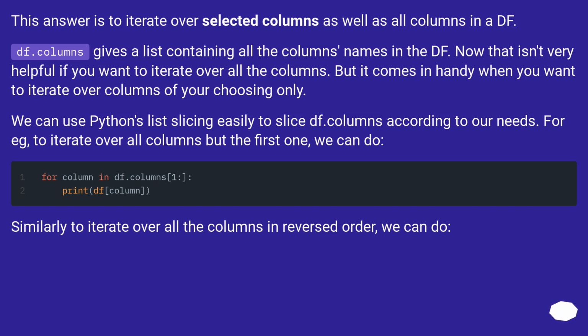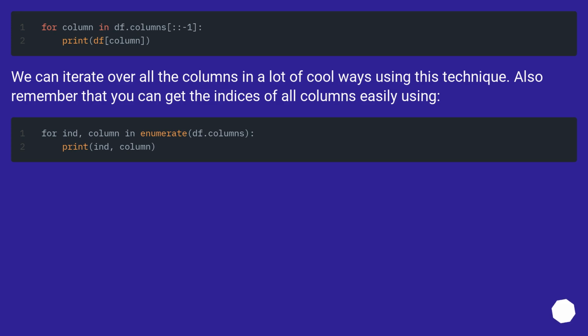We can use Python's list slicing easily to slice df.columns according to our needs. For example, to iterate over all columns with the first one, we can do. Similarly, to iterate over all the columns in reversed order, we can do. We can iterate over all the columns in a lot of cool ways using this technique. Also remember that you can get the indices of all columns easily using.